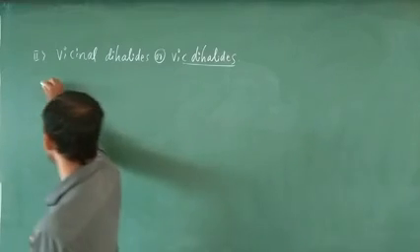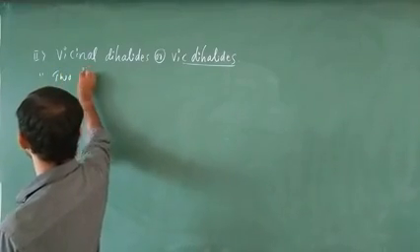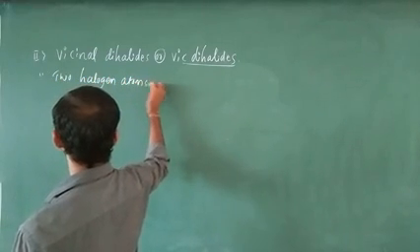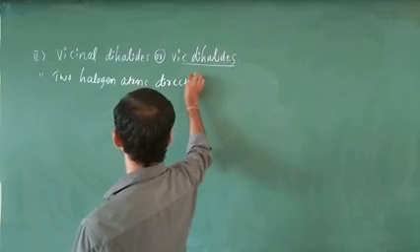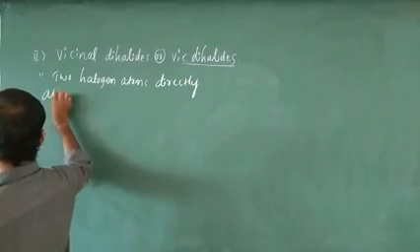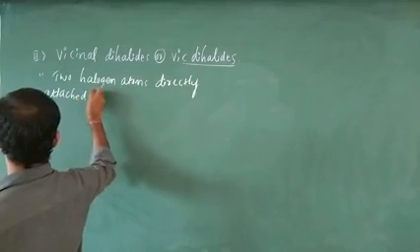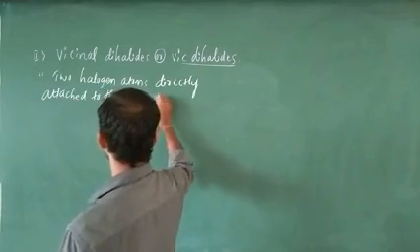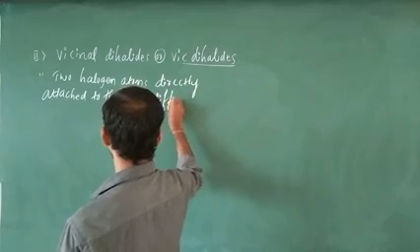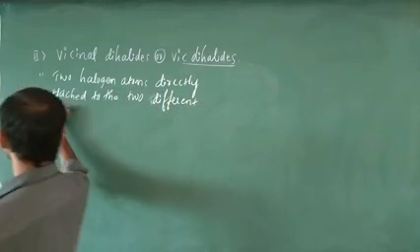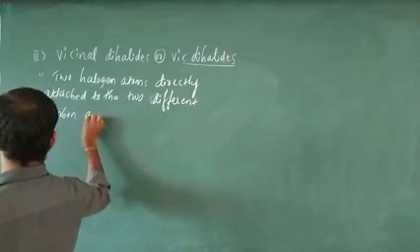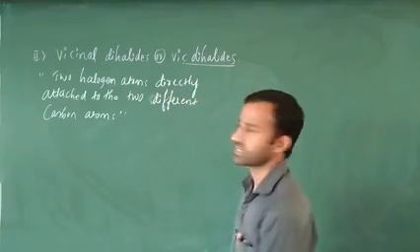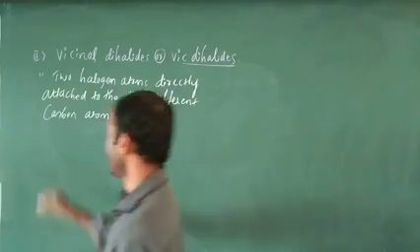I repeat one more time: two halogen atoms directly attached to two different carbon atoms is called vicinal dihalides or vic dihalides. This is the definition.